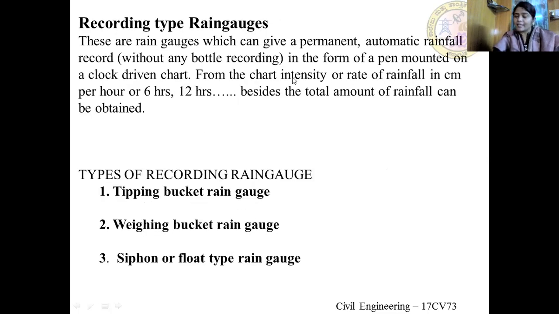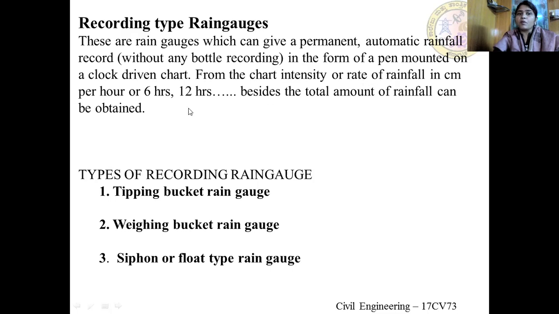Now, moving on to the second type. So recording type rain gauges. These are the rain gauges which give a permanent automatic rainfall record without any bottle reading. So the arrangement here is such that once the rain gets collected, it records immediately. Simultaneously, the recording also happens.